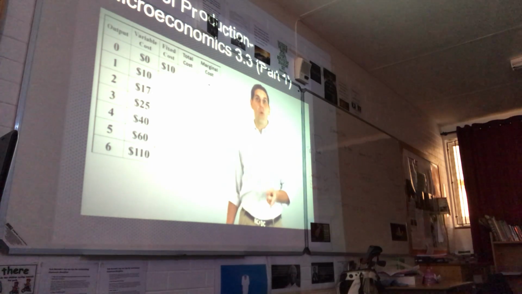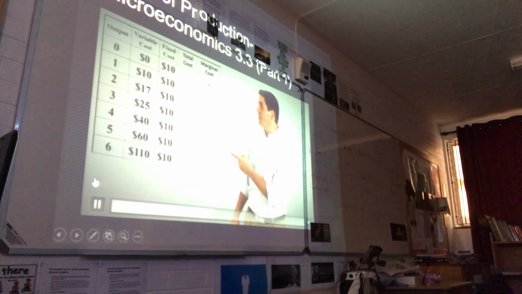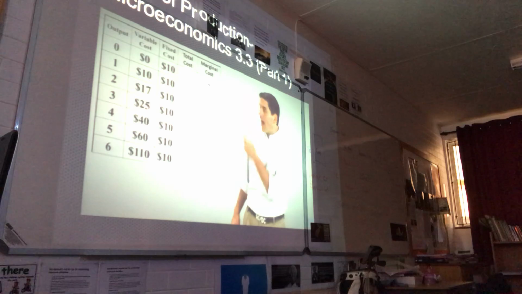What's the fixed cost of producing 1 unit? Well, it's $10. For 2 units, it's $10. For 3 units, it's $10. Why? Because it's fixed. It doesn't matter how many units produced.